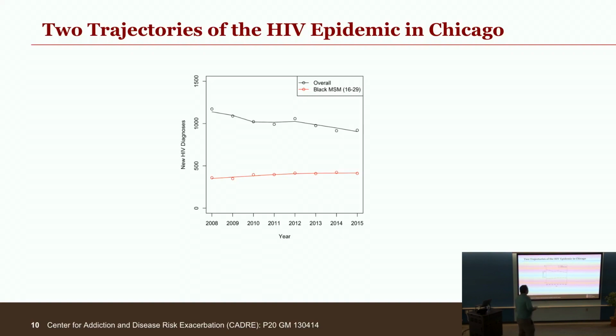But here's an interesting graph. We had noticed how the HIV epidemic had been declining. The HIV incidence, which is the number of new infections annually, had been declining in the general population in Chicago. And this trend is largely true of many places in the United States. Yet the Black MSM incidence rate was really stable, if not even increasing a little bit.